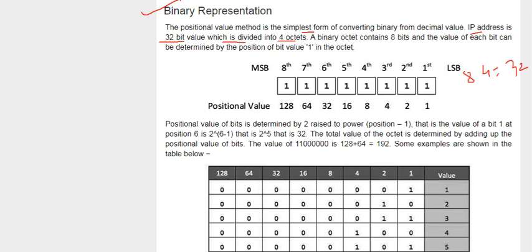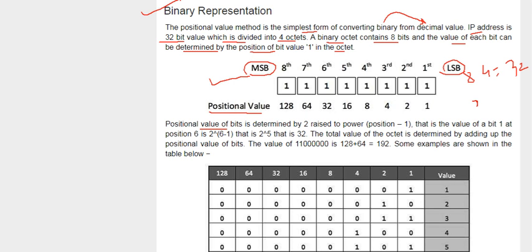So the positional value method is the simplest way to convert binary into decimal. So we will convert a binary number into decimal, so that a binary octet contains 8 bits. Each value of a bit can be determined by the position of a bit value 1 in the octet. So there are a total of 8 bits like that, that is 11111111. At the RHS side there is the LSB, and at the LHS side there is the MSB of the bit.